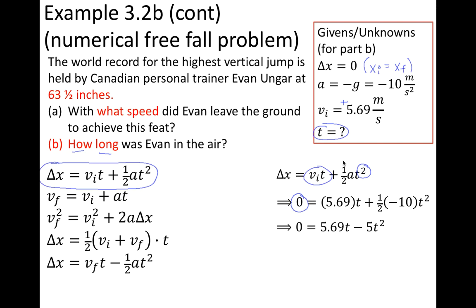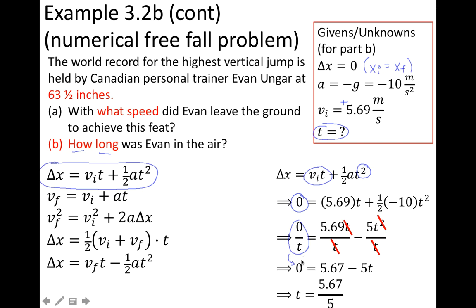And the special step to solve this without the quadratic formula is to divide each term by t. What that does is it cancels the t from that term. It cancels the t squared from that term. And what's left over is linear. We kept 0 over here because 0 divided by t is still 0. So the algebra from here is pretty straightforward. You can add a 5t to either side and then divide by 5 to get t by itself, which shows that Evan was in the air for 1.13 seconds before he returned to the ground.